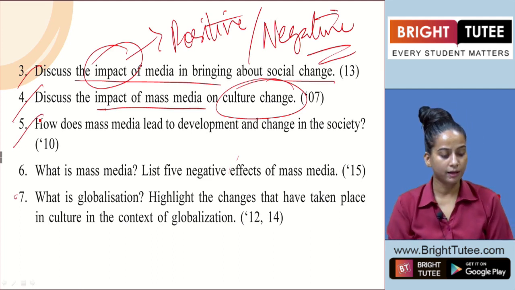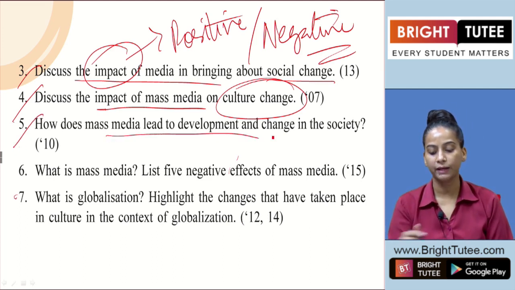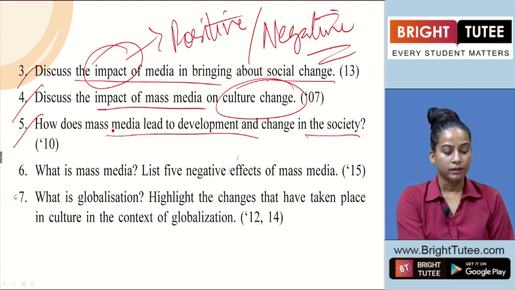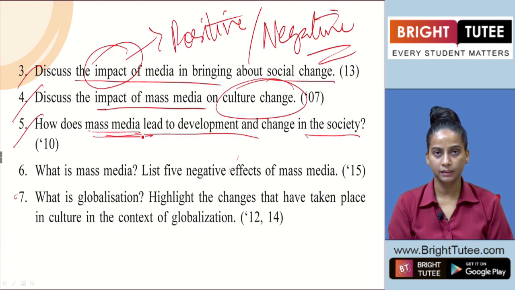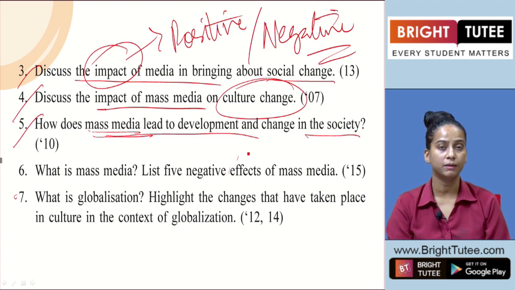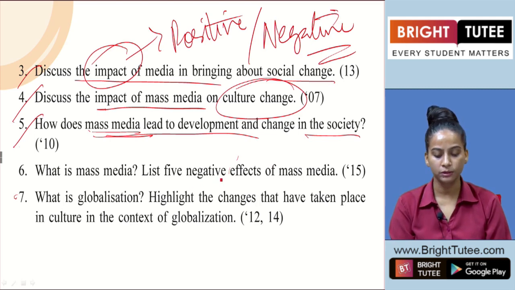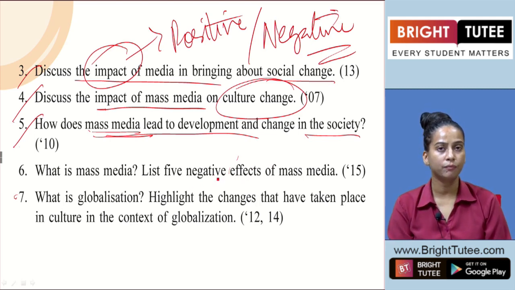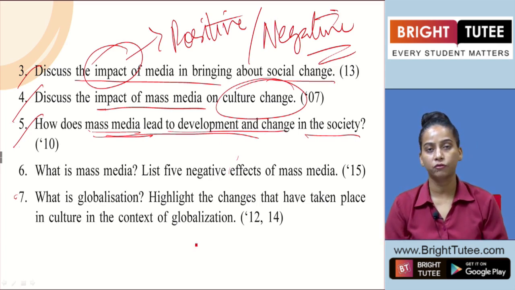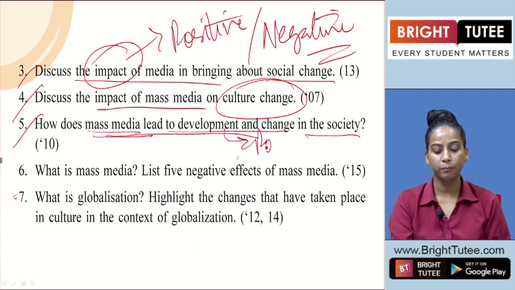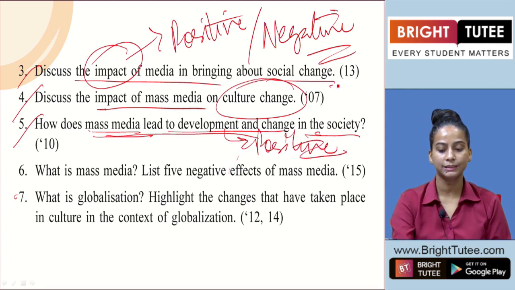Question number 5, they have asked how does mass media lead to development and change in the society. Here firstly we can define the meaning of the mass media, that what actually mass media is: the means of communication, as it includes the press, radio, television and the other modes. It has been playing a very important role in bringing the social change in any of the society. Then we can talk about how it leads to development and brings change. So here we have to talk about only the positive changes that we have already discussed in previous questions because they are talking about the development.